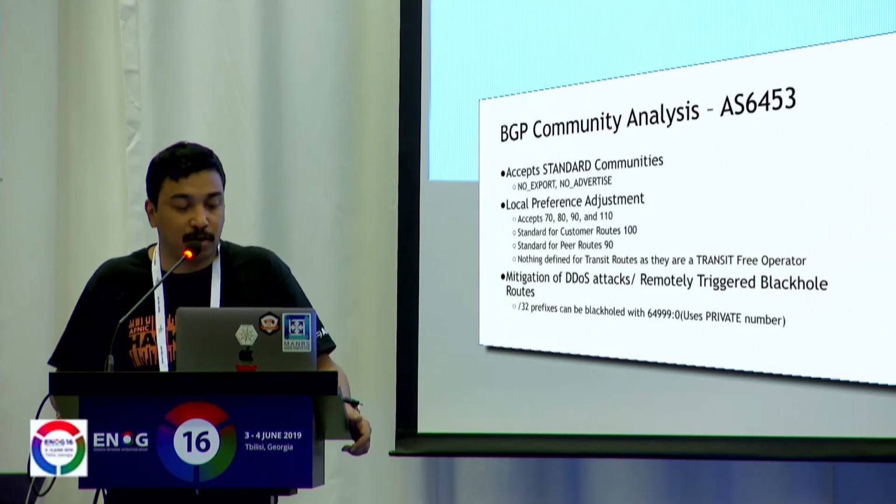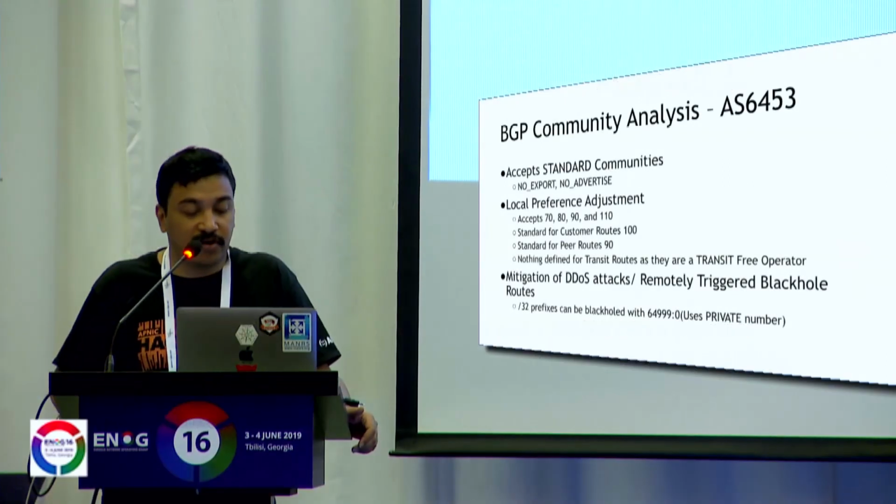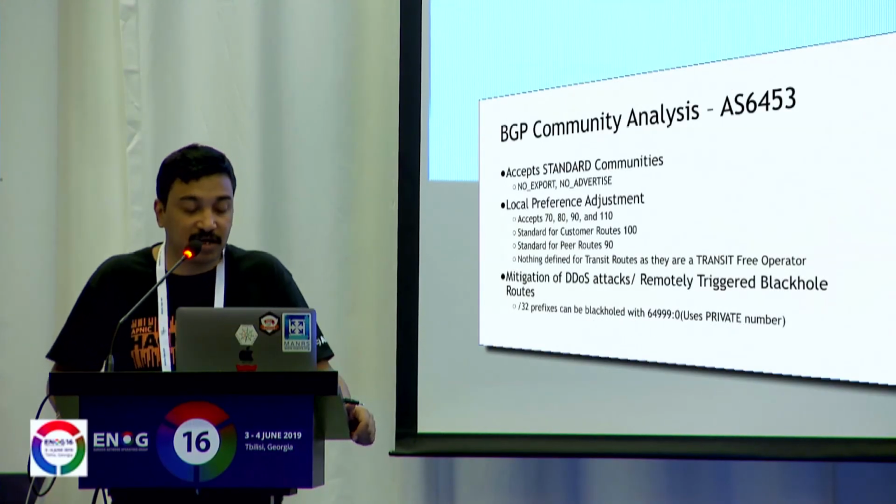So they accept all the standard communities like no-export and no-advertise. Then you can also use the local preference adjustment, which accepts 4 different local preferences: 70, 80, 90, and 110. For the standard, customer routes have a local preference of 100, whereas peer routes have 90. They have not yet defined anything for the transit routes, because as a tier one provider, they are actually a transit-free provider. Besides that, you can use their RTBH, or remotely triggered black hole route, for mitigating DDoS attacks.